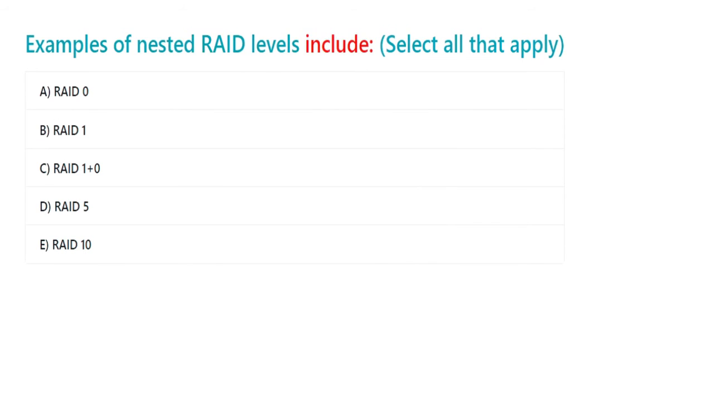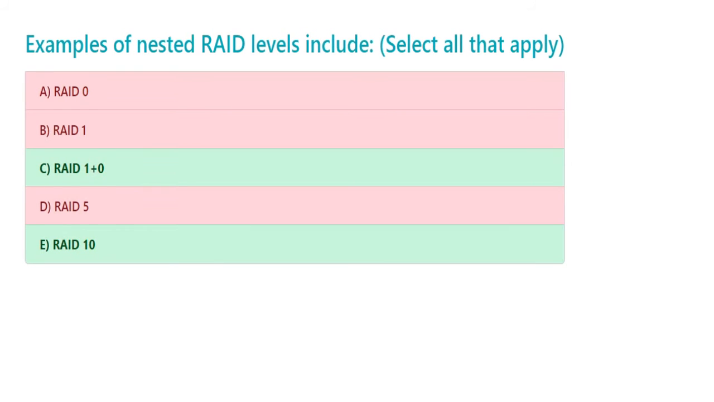Examples of nested RAID levels include, select all that apply. A. RAID 0. B. RAID 1. C. RAID 1 plus 0. D. RAID 5. E. RAID 10. The correct answers are C. RAID 1 plus 0. E. RAID 10.